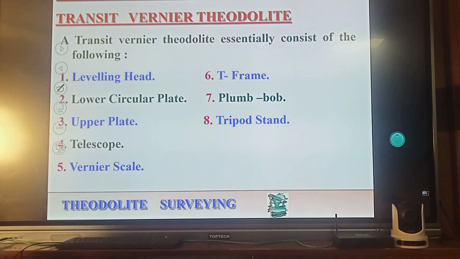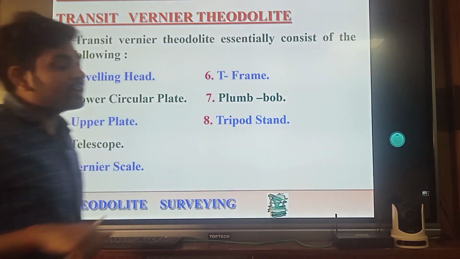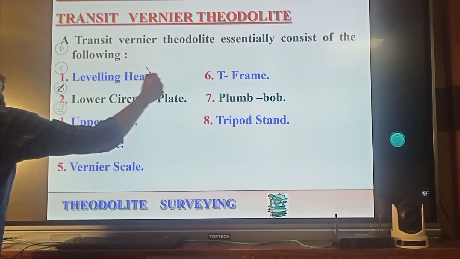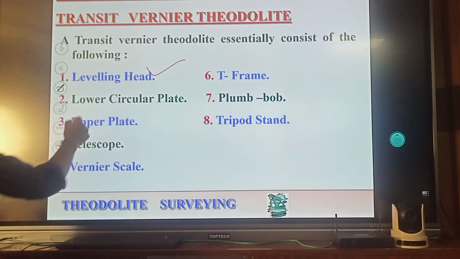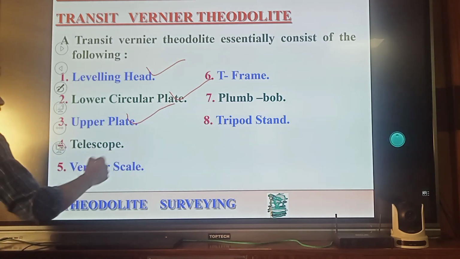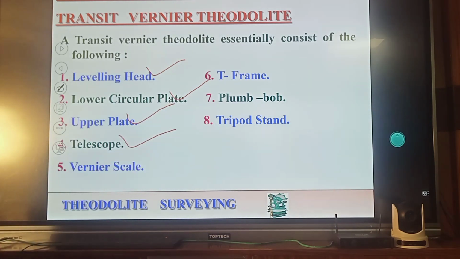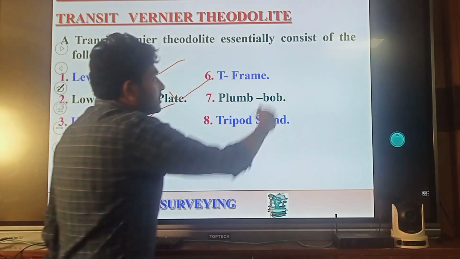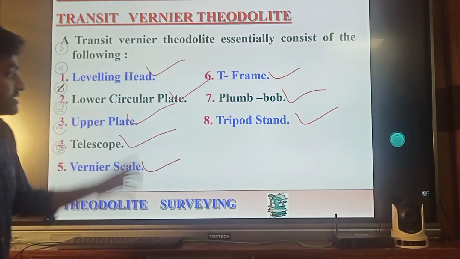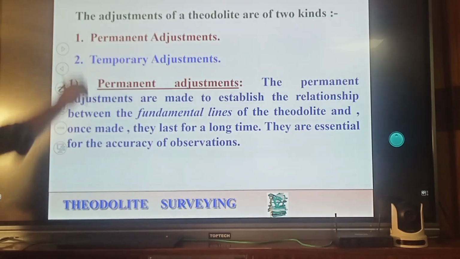Next, the different components of the theodolite. We see the leveling heads, the lower circular plate and upper circular plate, then the telescope, vernier scales, frames, plumb bob, and tripod stand. These are the components of a theodolite.